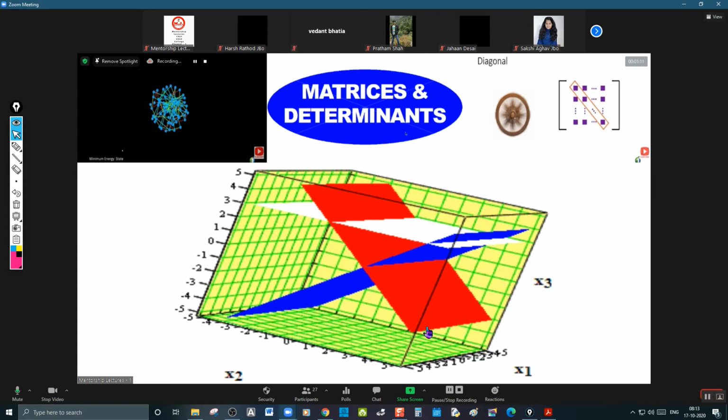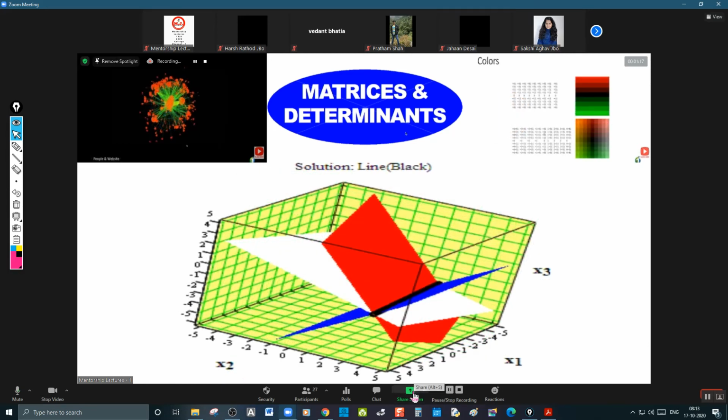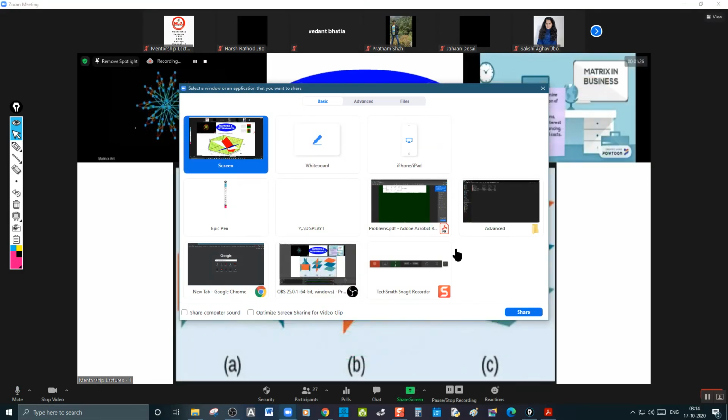Now let me share the screen. Today we will finish off this matrices and determinants, and I think we entered up to the matrix matching. Let me show you that.